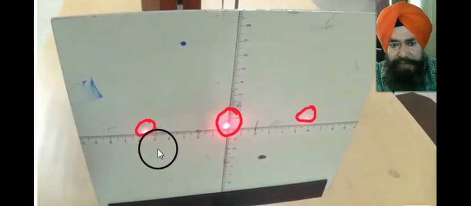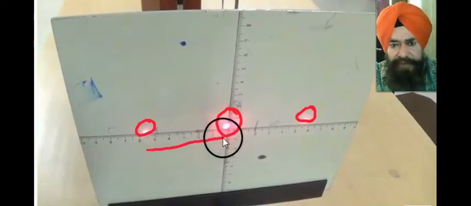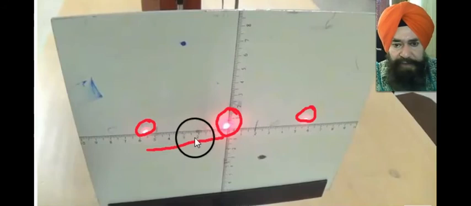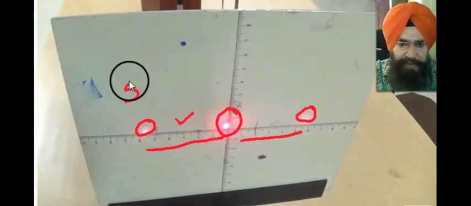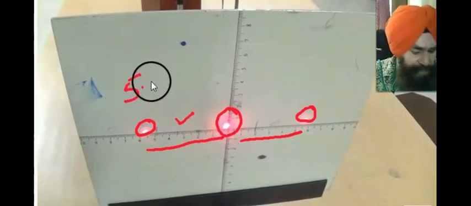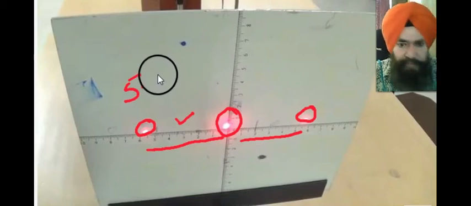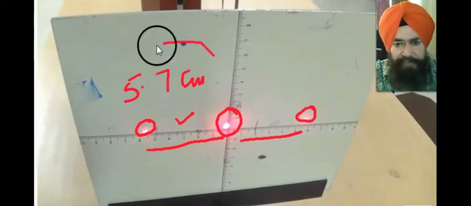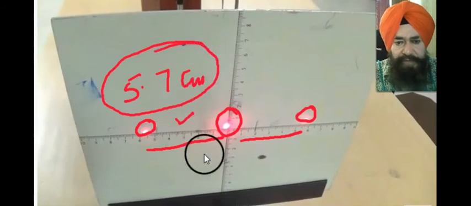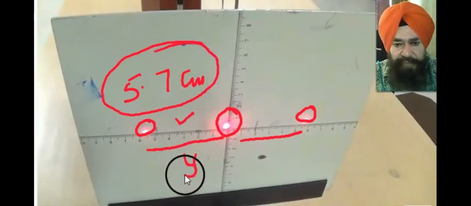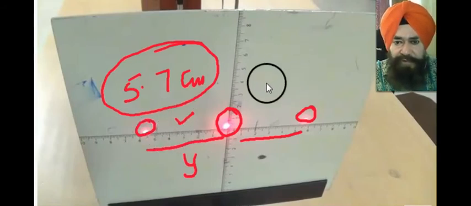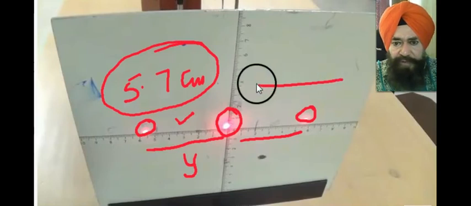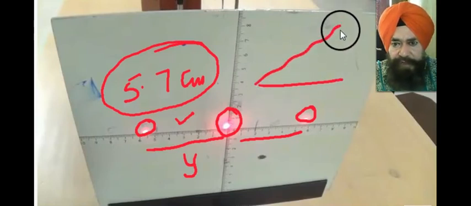And the distance of the first secondary maxima, if you take this distance as well as this distance, and take the average, I think this average distance is 5.7 centimeter. So this is actually y. Okay, because we do need sine theta.